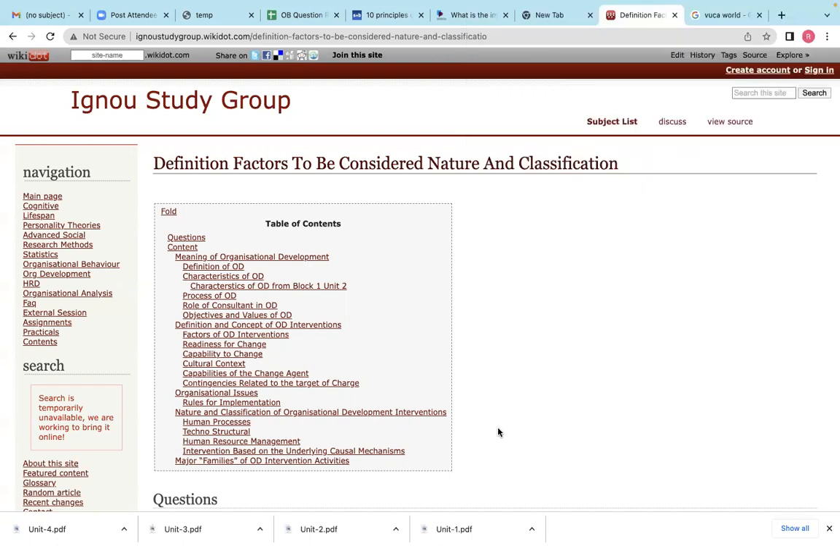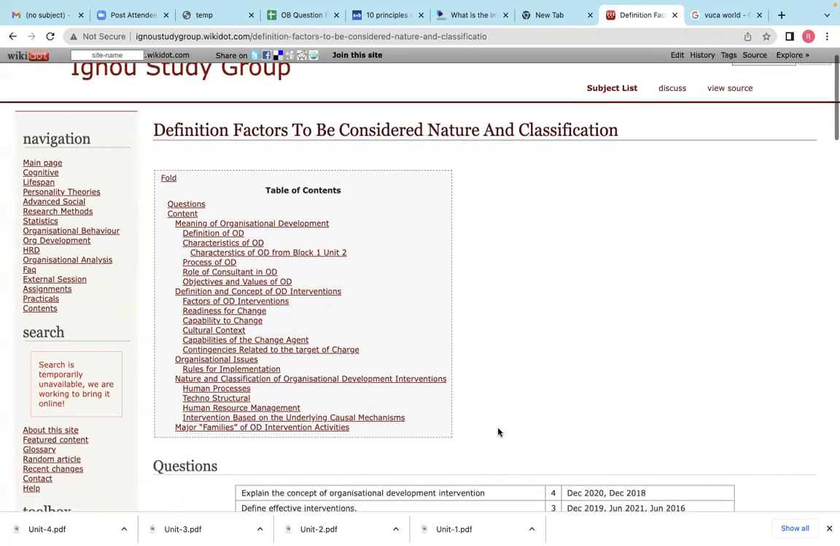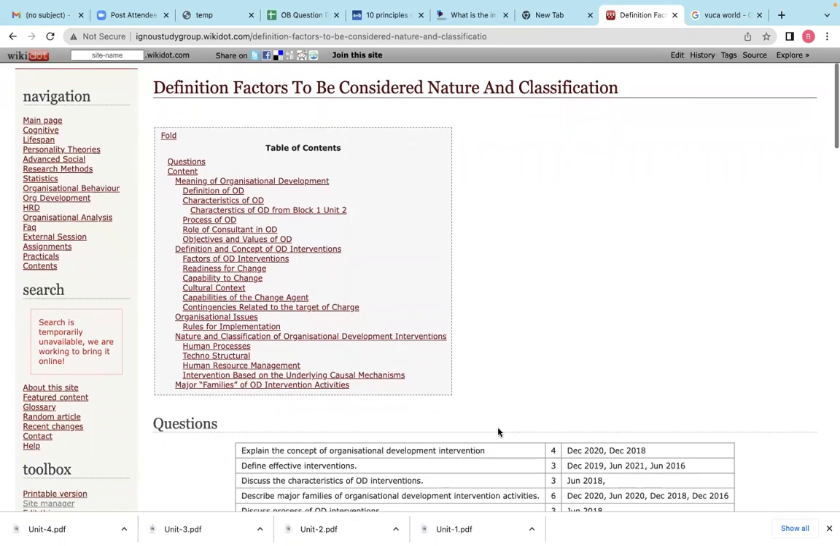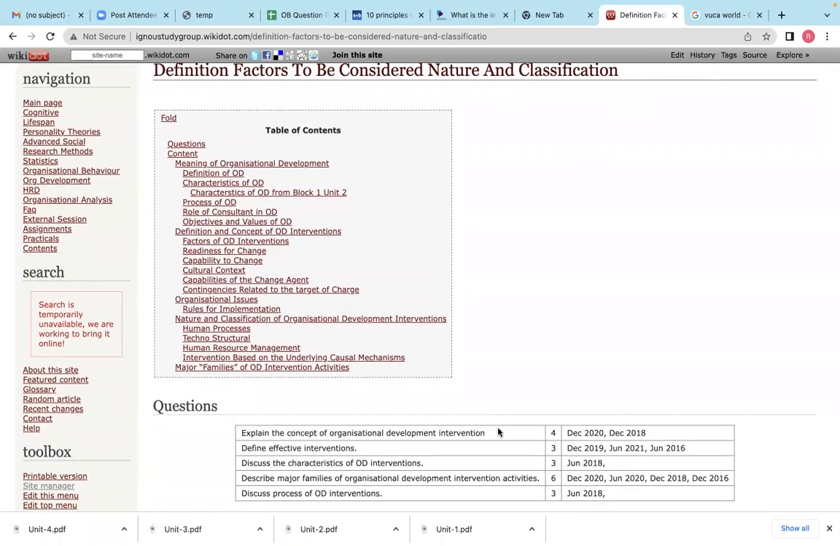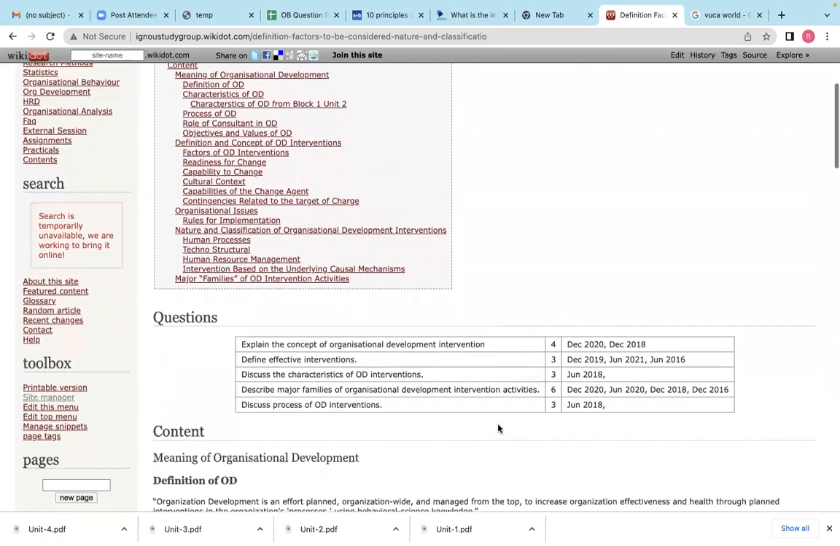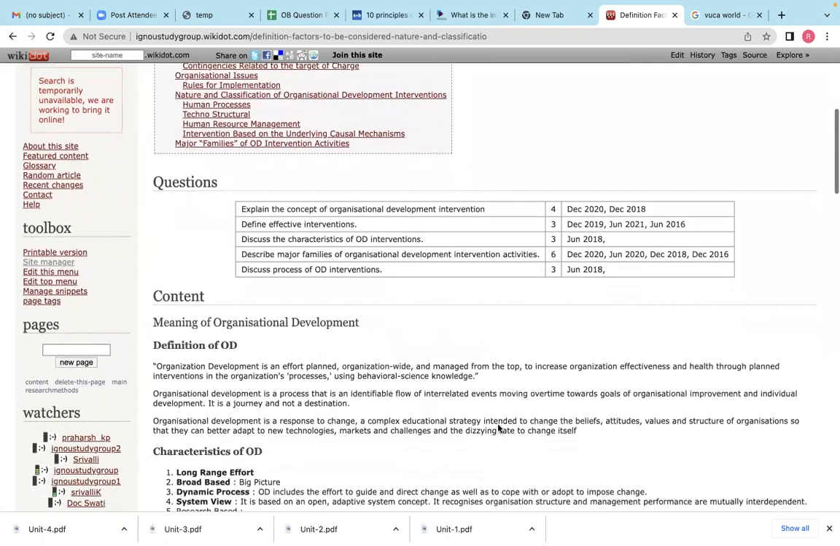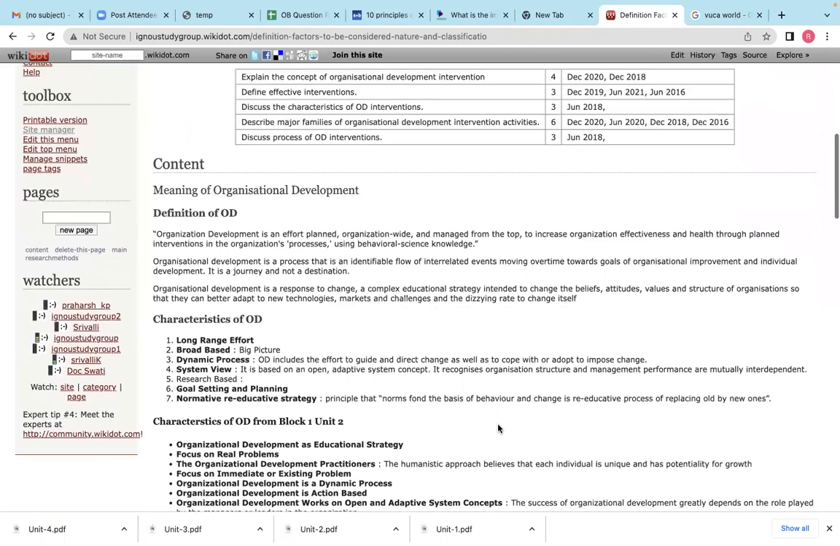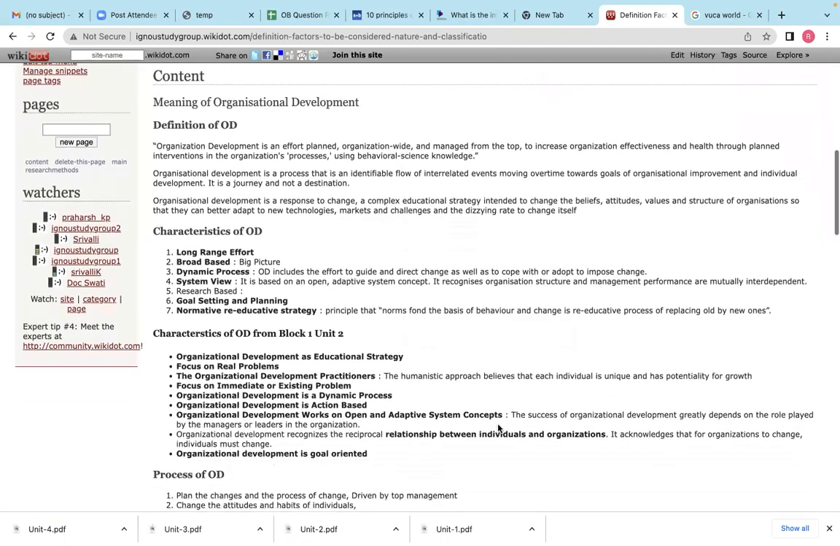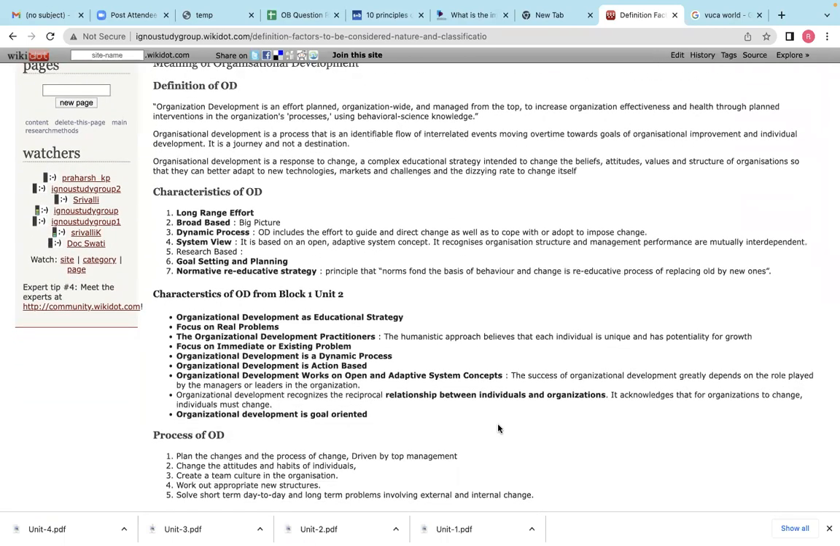So first, we are into the first chapter. The first chapter is about the introduction of OD and what OD interventions are. So basically, it is a combination of OD and OD interventions that is learned in this particular unit. It starts with the meaning of OD and the definition of OD, which we have already learned during block 1. There are also the characteristics of OD, which we went through during block 1. It's a similar thing which is repeated in a different way in this first part.